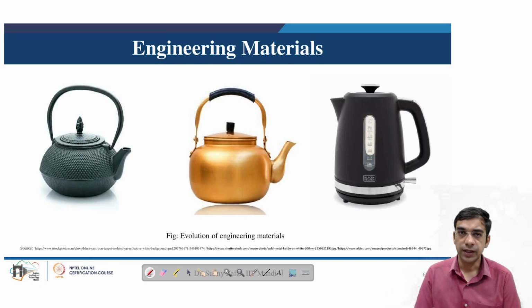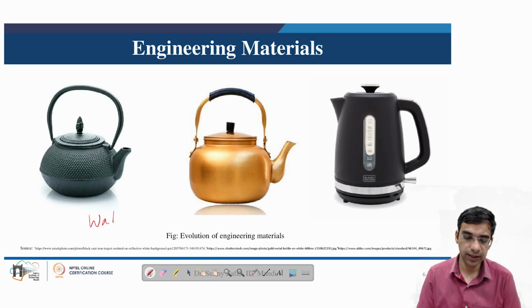Next, we would also like to understand the concept of engineering materials, their classification, because understanding of engineering material is the key for developing any product, because selection of engineering material ultimately influences the selection of manufacturing processes as we go forward. So here I start the concept with the example of a water kettle.